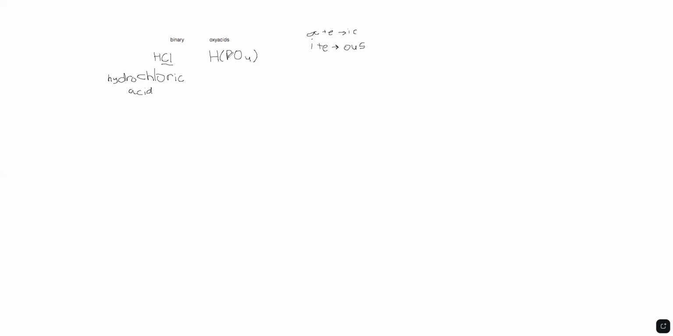Let's see what we have here. So we have PO4, which is phosphate. That means we're going to be using the ic suffix when we're naming this acid. We don't need hydro when we're naming an oxyacid. We just start with the base of our polyatomic ion. So this is phosphate, so we're going to start with phos, and then it's ate, so it's going to involve ic. So instead of phosphate, it's going to be phosphoric acid.